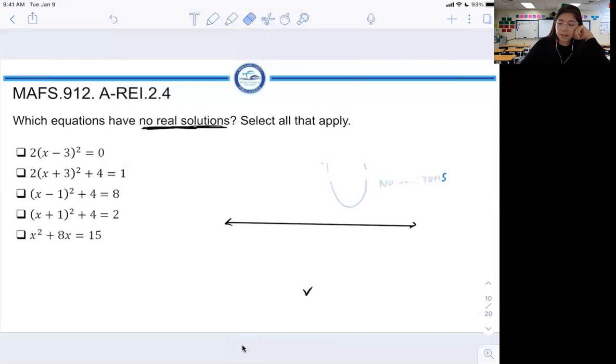But mathematically, does anybody remember what causes you to have no solutions when you're doing the quadratic formula and you notice something is a little bit weird? Anybody remember?